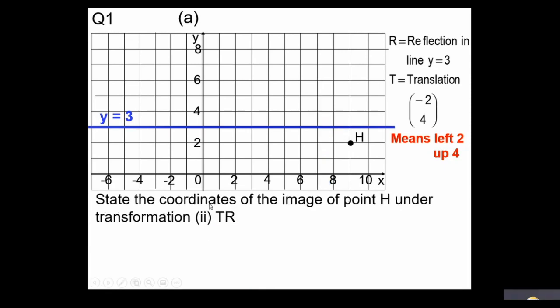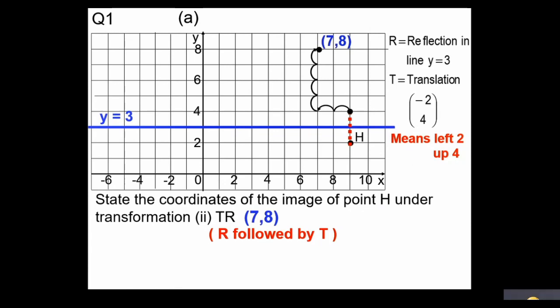Now, here you are supposed to do TR. TR means you have to do R first. So R here is reflection in line y equals 3, right? This is the line, the blue line. If you reflect this, it's quite easy. You assume there's a mirror here. So if you reflect this point, you are supposed to get this point. Settle for R. Next, you have to do the translation. From this point, go left 2, go up 4. 1, 2, 1, 2, 3, 4. So what is this point? 7, 8.